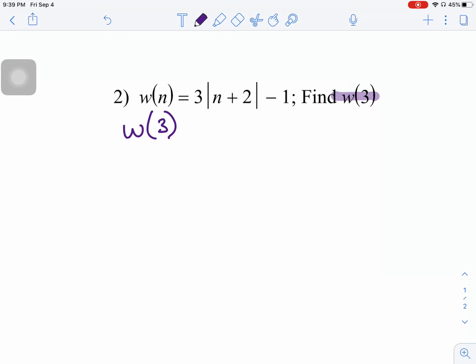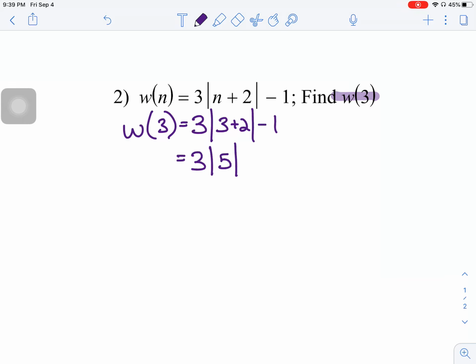And how I know that is, again, if I look at this function notation, it says w of n, but now the question says w of 3. So clearly n got replaced with 3, so that's what I need to do in my expression. So 3 times the absolute value of 3 plus 2 minus 1. Now, I exaggerate my absolute value bars so I don't confuse them with the number 1. I have been known to do that before. Doesn't work very well. So we've got 3 times the absolute value of 5.